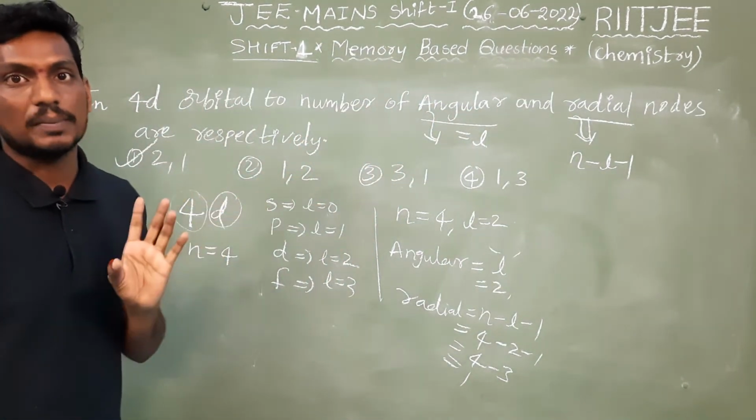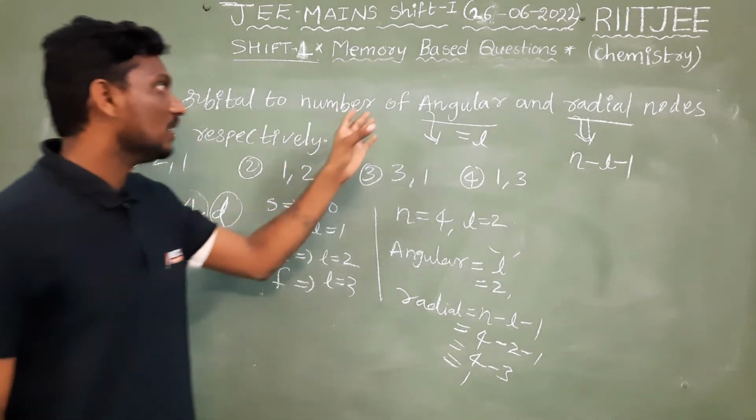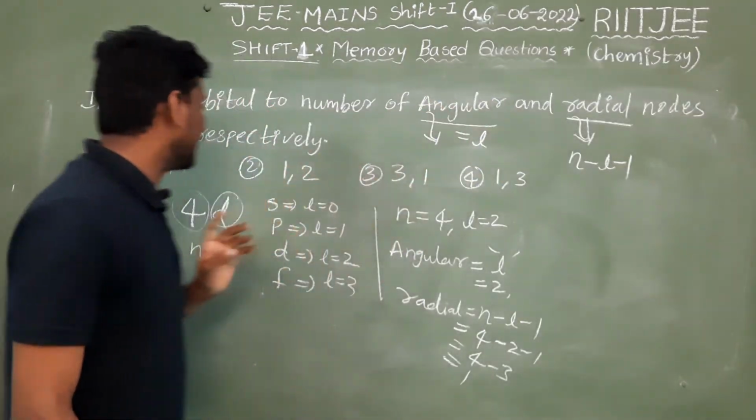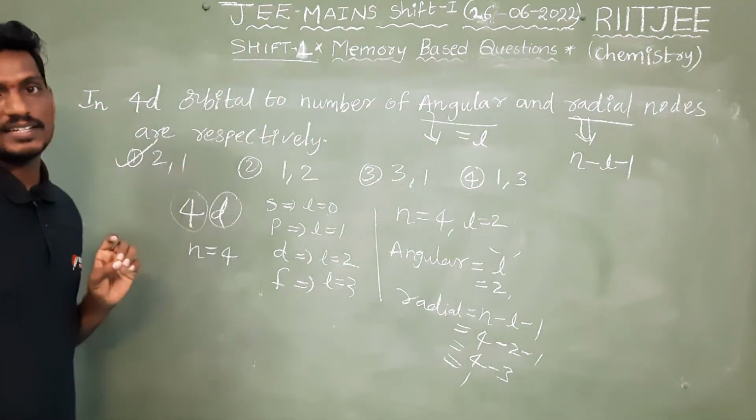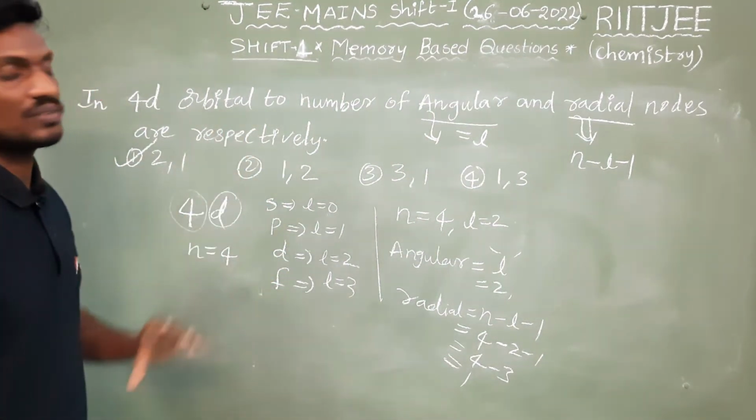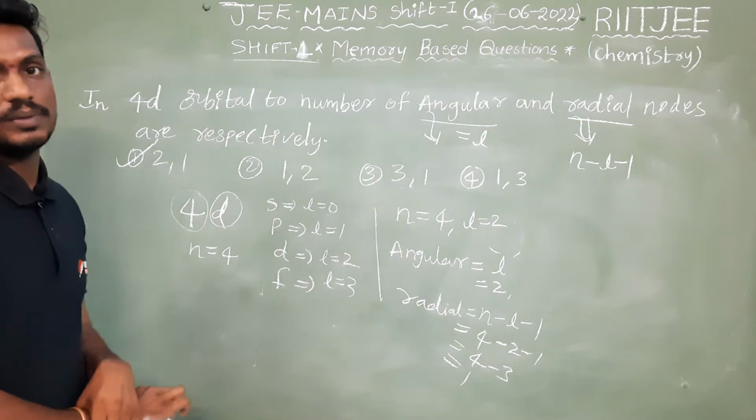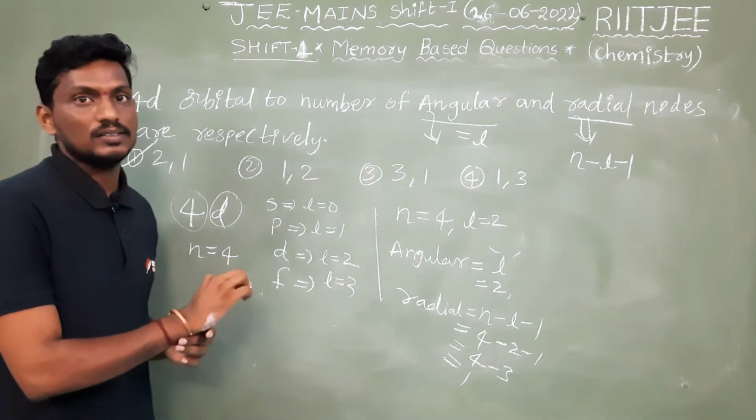So there is a chance of making a mistake. You should read clearly. The first is asking for angular, then radial. The answer is 2 comma 1. It is a very simple question asked from the physical chemistry atomic structure chapter. Let us move to the next question.